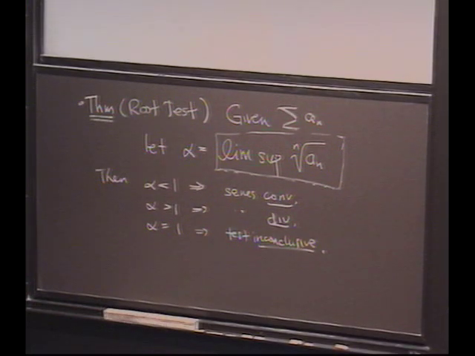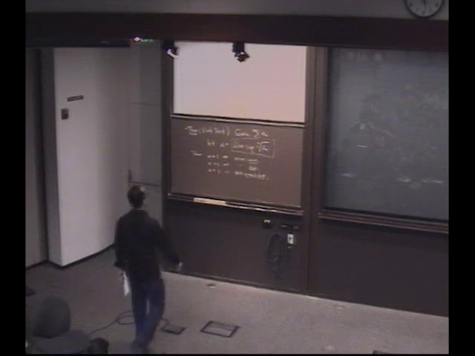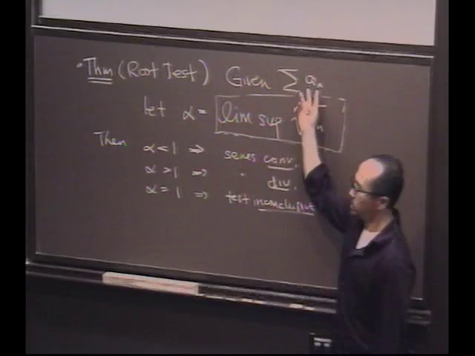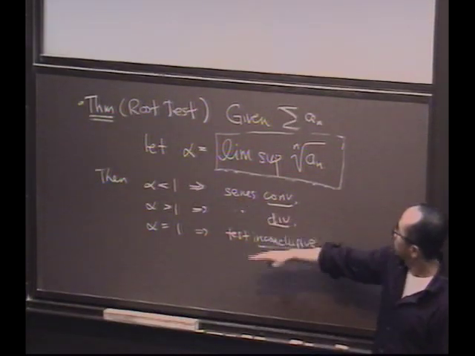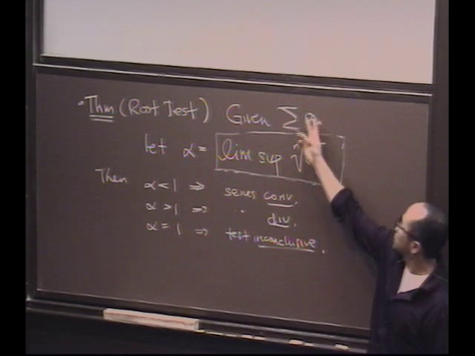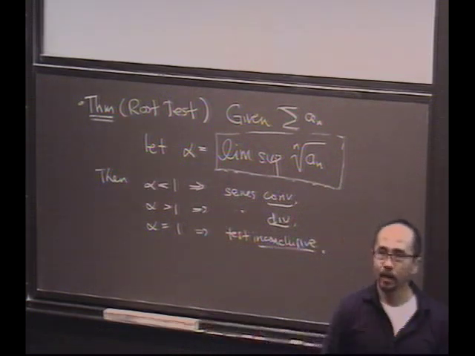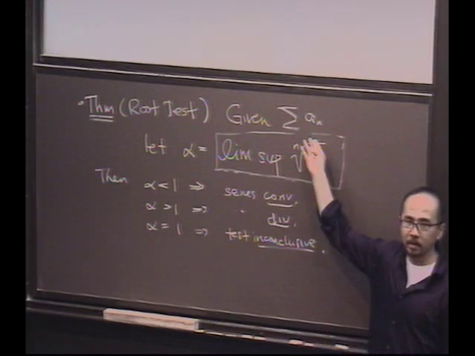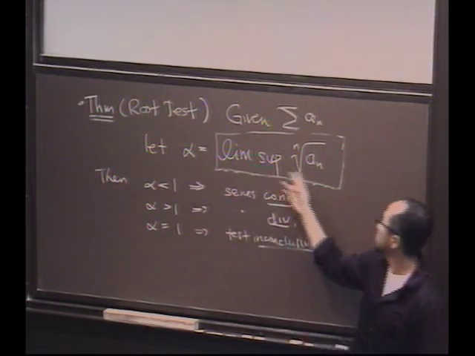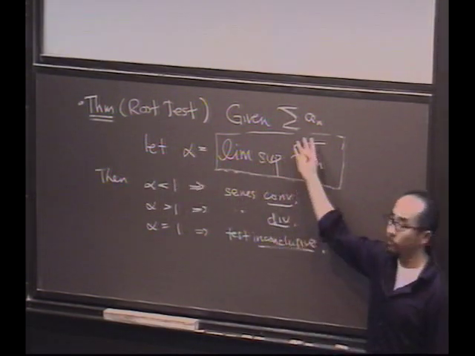How do you think the root's going to help us? Taking the nth roots. Give me some intuition here. Why is it that if these terms have the property that you take their nth root, that thing approaches some limit, and that limit's less than one, then what? What does this behave like? Imagine, suppose this number's alpha, and this thing is kind of like a_n is then like alpha to the n, isn't it? Then what does this series look like?